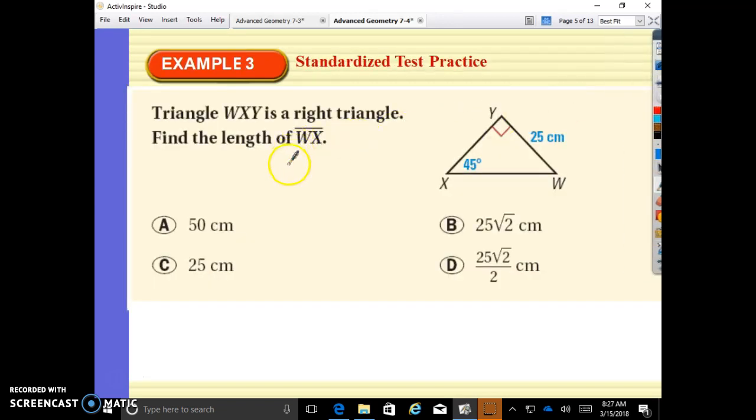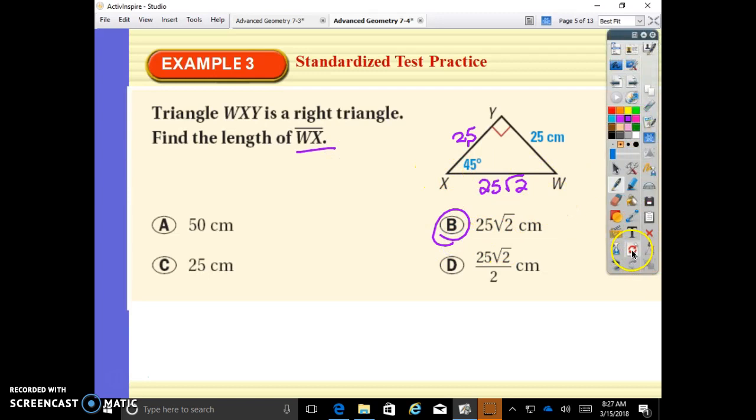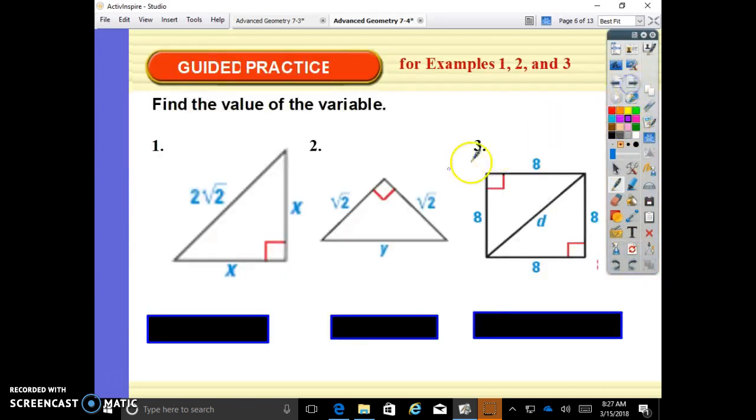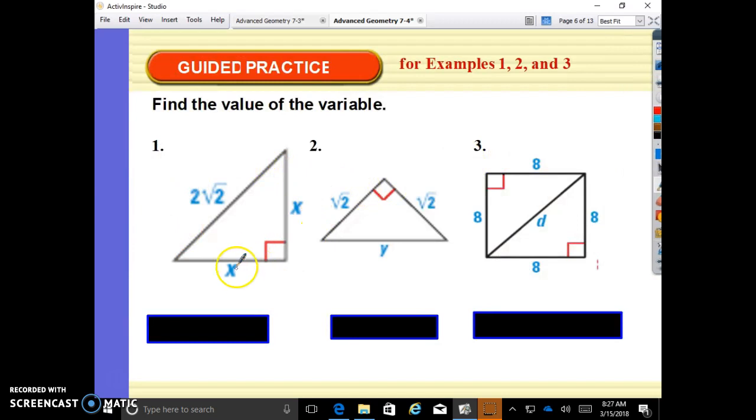Triangle WXY is a right triangle. Find the length of WX. It's a 45, 45, 90. X, x, x rad 2. The length of WX, 25 rad 2. That is it. It's a special right triangle. So on here, what is x? 2. 2, 2, 2 rad 2. Good job.